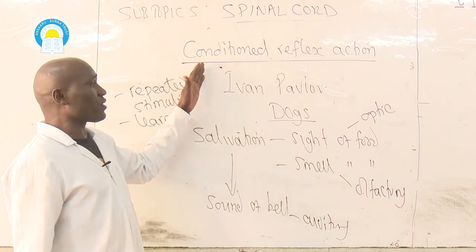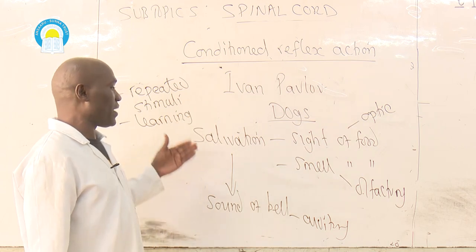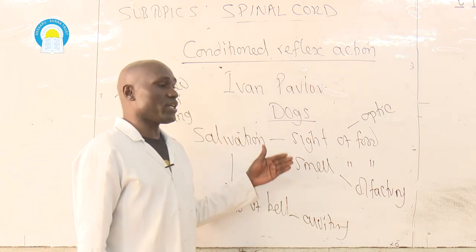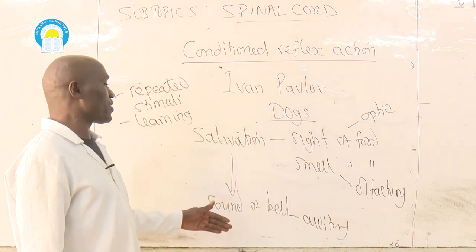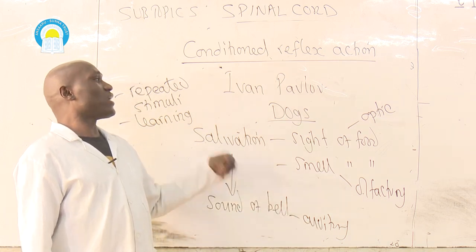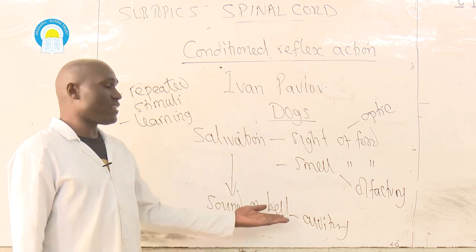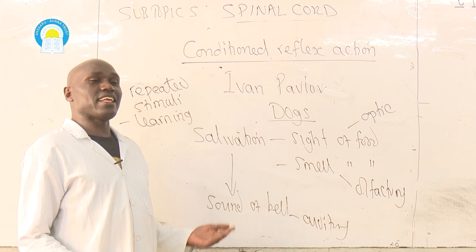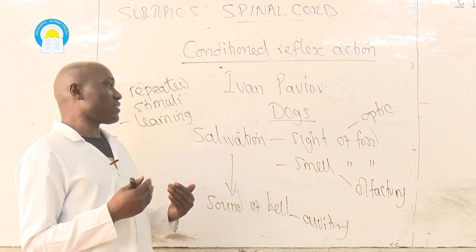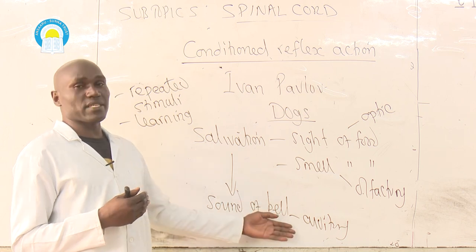So in conditioned reflex action, primary sensory neurons are replaced by secondary sensory neurons. A secondary sensory neuron simply means a nerve cell that never used to link the initial stimulus to the brain. Like in this case, the auditory nerve never used to link the brain of the dog to food, and therefore it could not bring about salivation.